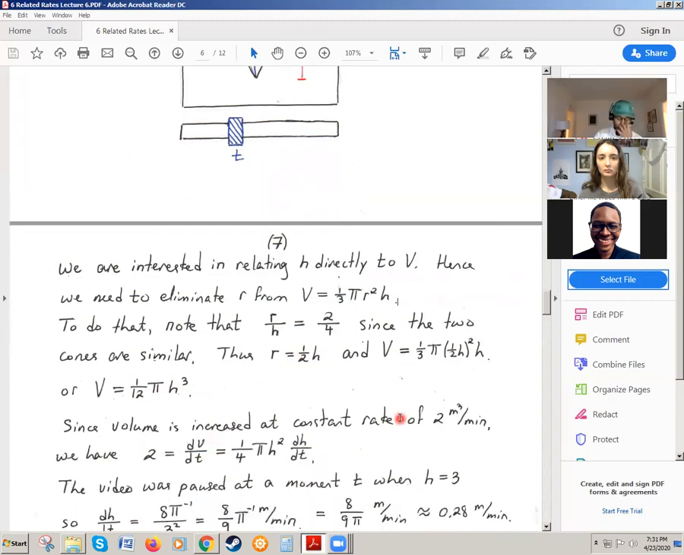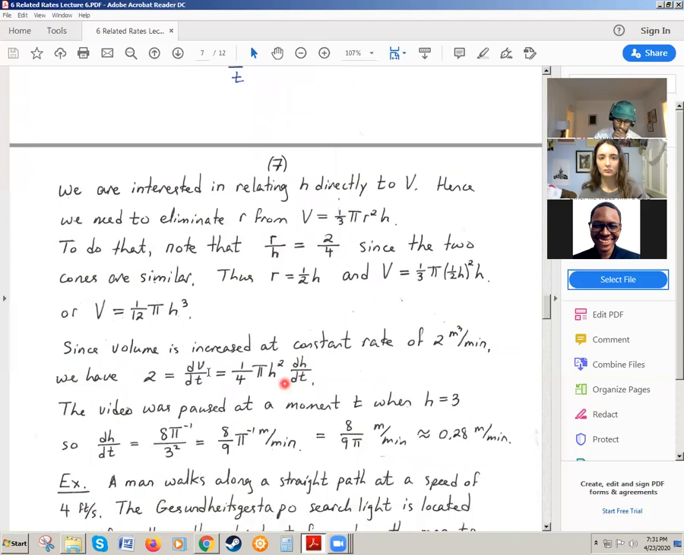Okay, and then I begin taking derivatives. So the derivative with respect to time of V, dV/dt, will equal 2, because it's constantly 2. The volume is increased by 2 cubic meters per minute, something like that, right? And on the other hand, if I take the derivative over here, 3 drops down, and I get 1/4 pi h squared dh/dt. Again, they're only functions of time. So then I go ahead and I solve, right?